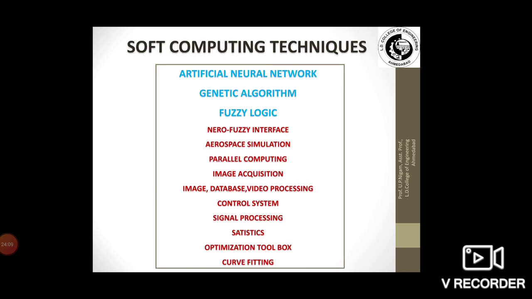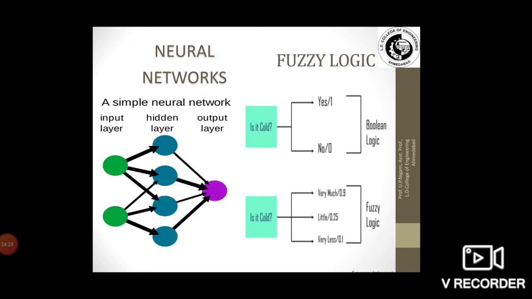It is a list of soft computing techniques. In our syllabus, we have only 3 soft computing techniques. It is used in a wide spectrum of disciplines for research and study. But we have the first 3 soft computing techniques in our syllabus. There are various other soft computing techniques as well. So neural networks and fuzzy logic, these are the 2 well-known and common soft computing techniques.